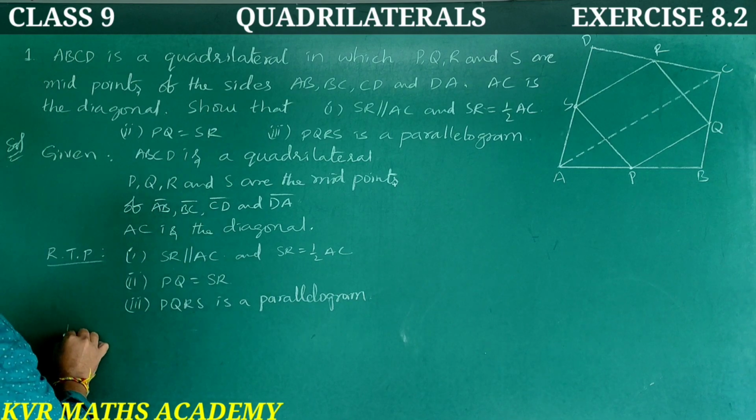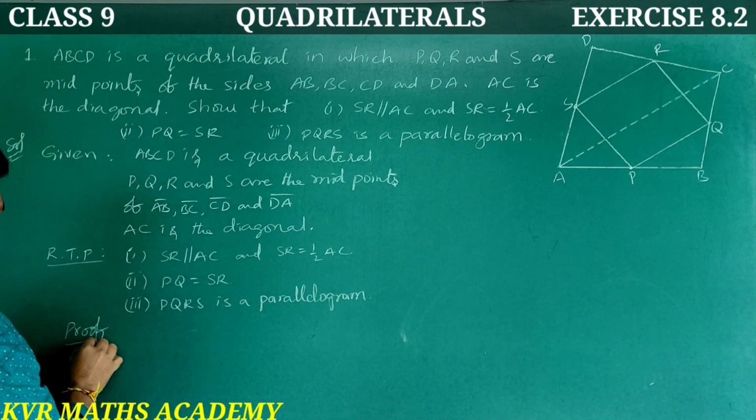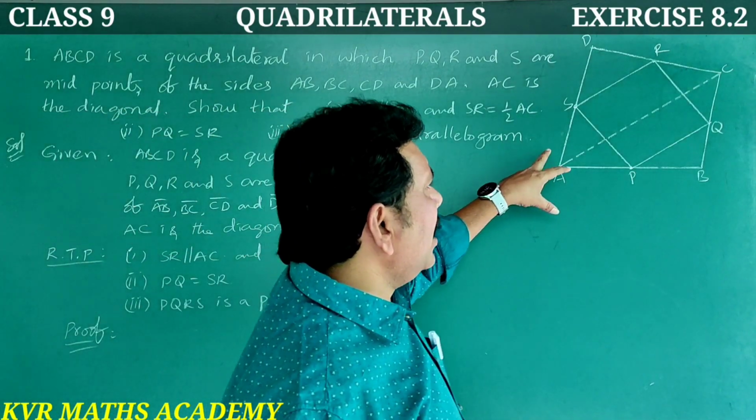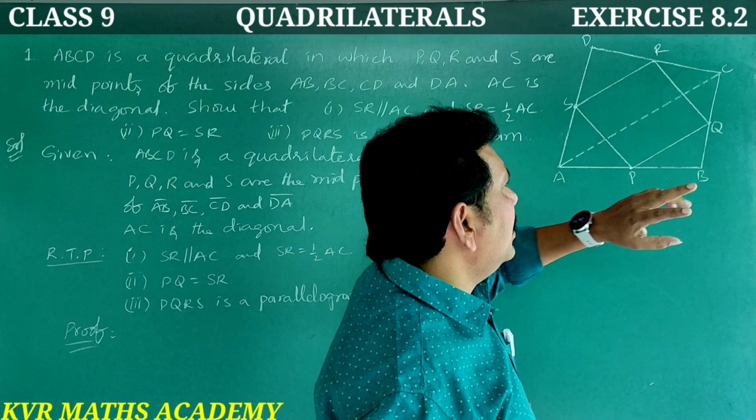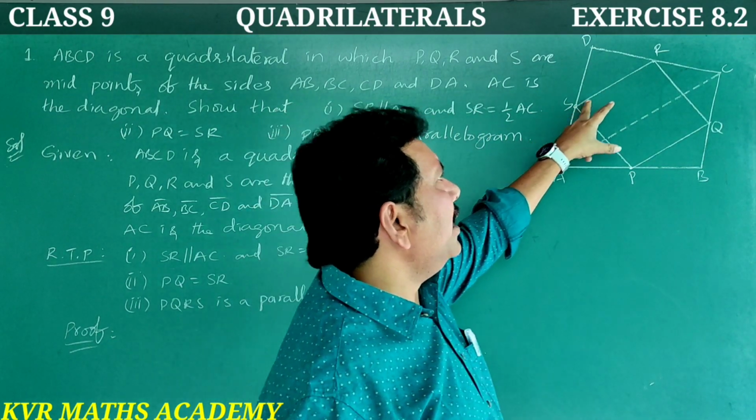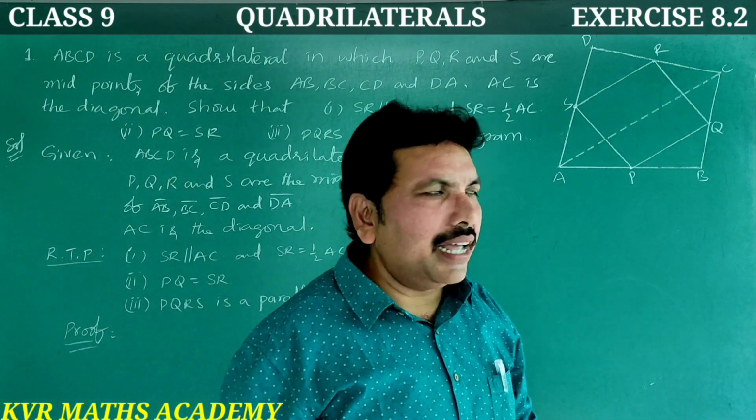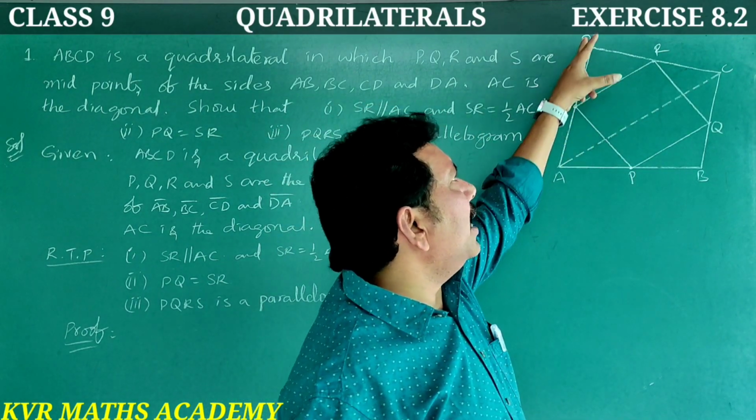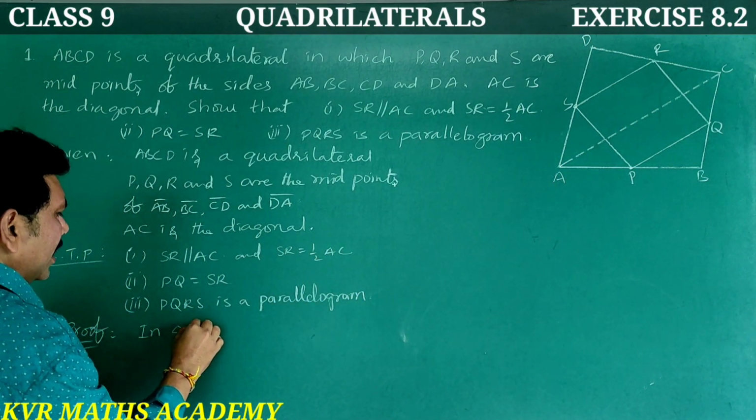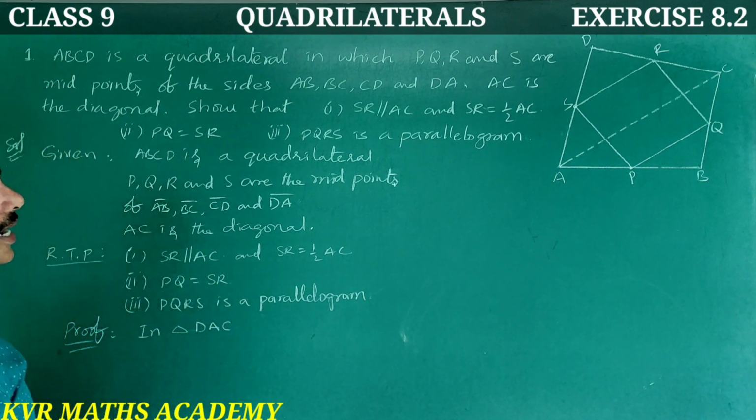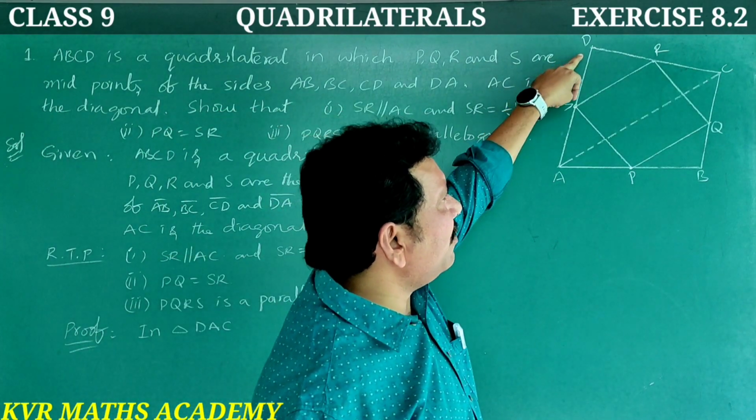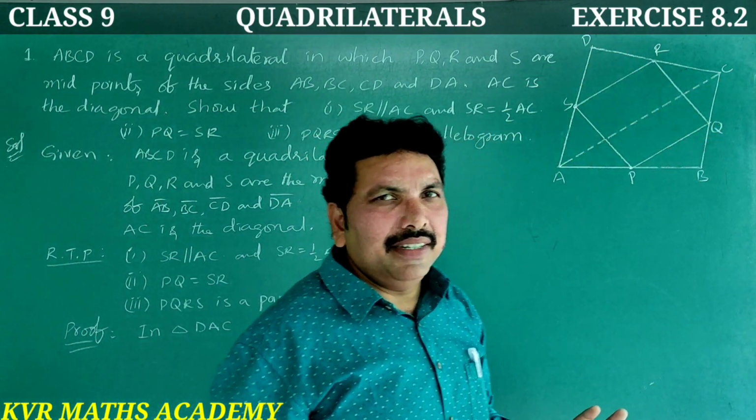Proof. Let us prove. Consider the triangle ADC. What do we have to prove? SR is parallel to AC, so we have to prove that. First consider the triangle DAC. In triangle DAC, see here in this triangle S is the midpoint of AD and R is the midpoint of CD.